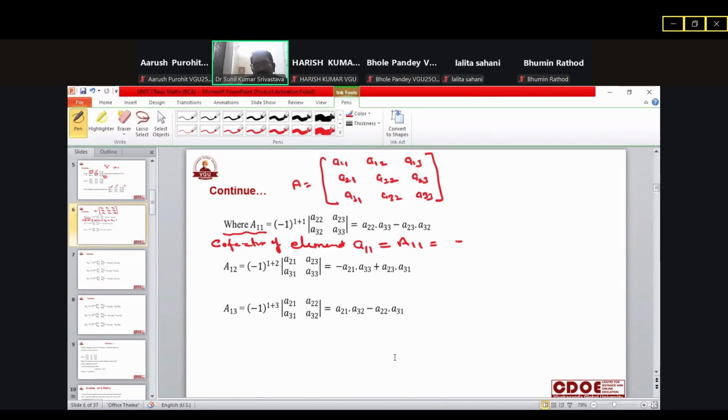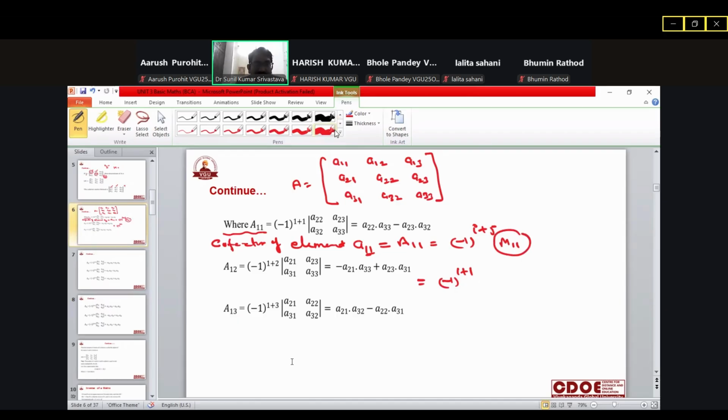How to find the value? It is minus 1 raised to the power i plus j, times the minor of the matrix A, denoted by capital M11. What is the meaning of i and j? i means in which row and j means in which column. A11 means first row and first column, so it gives minus 1 raised to the power 1 plus 1. Okay, clear? And what is the value of M11?